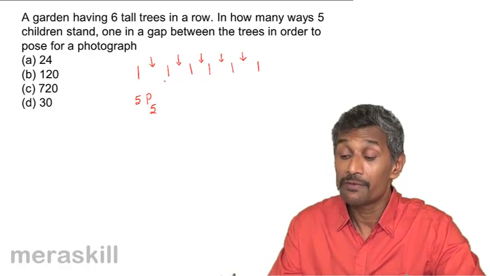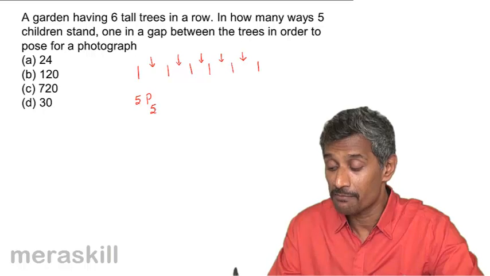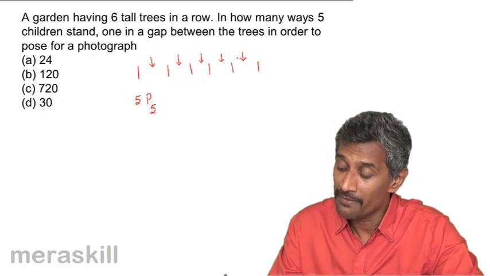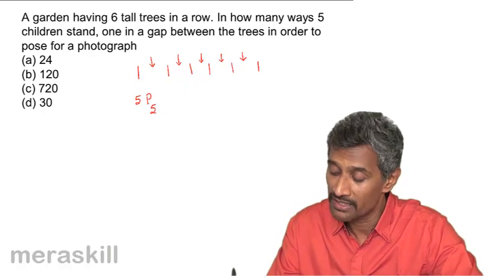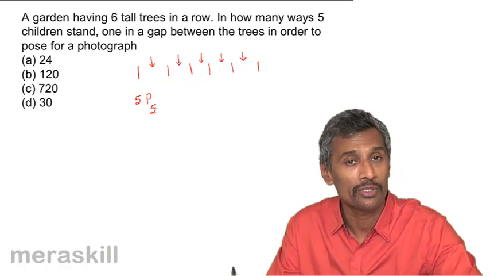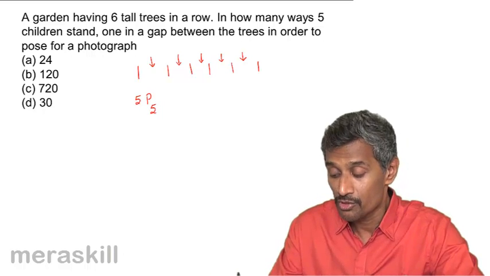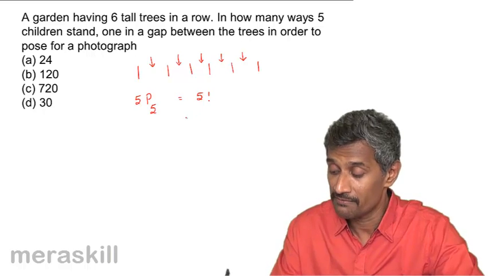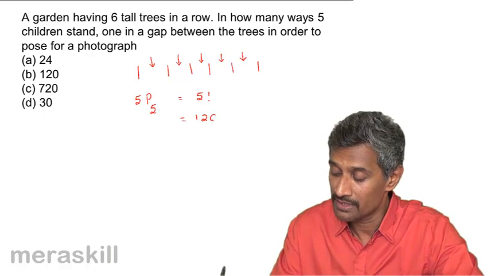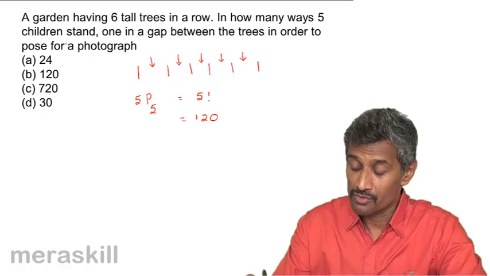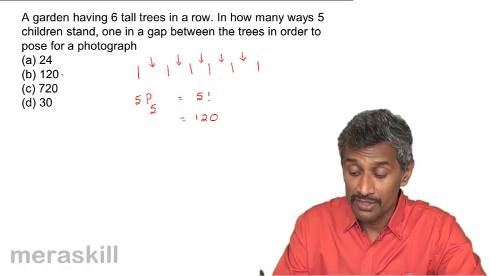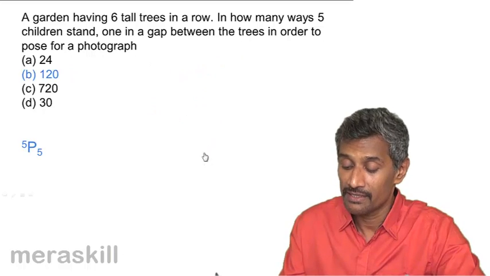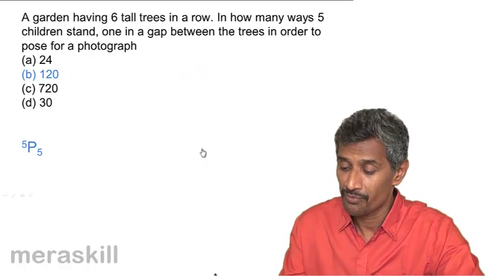So if it was told 3 children, it's going to be 5P3. But here it's told there are 5 children who have to occupy 5 gaps. So what are the ways in which they could arrange themselves? All the 5 are going to be exhausted by all the 5. So it's going to be 5P5, which is 5 factorial. And as we said, 5 factorial is nothing but 120. So do we have that option here? Yes, we do have 120. So it's going to be 120. And yes, we do have it right there.